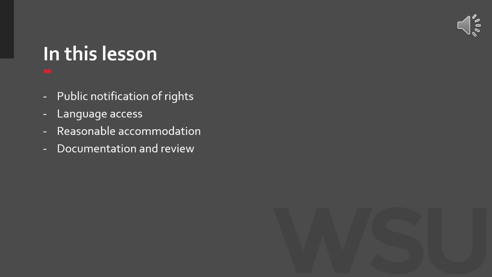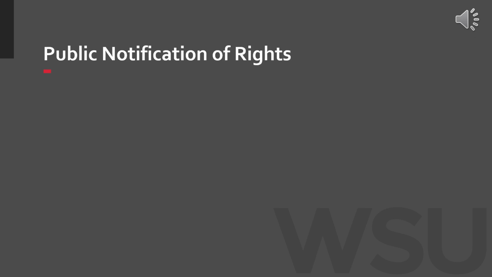In this lesson, we will discuss some basic civil rights requirements, including public notification of rights, language access, and reasonable accommodation. We will also discuss the importance of collecting and maintaining documentation and ways in which that documentation is reviewed. Note that these compliance requirements are just the floor. We must go beyond compliance to fulfill Extension's commitment to expanding access and ensuring equity in programming.